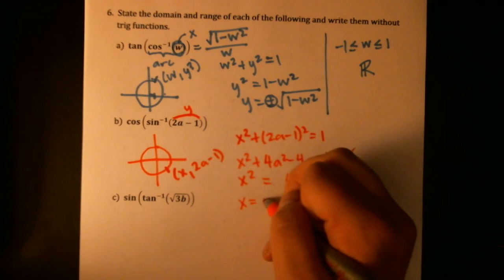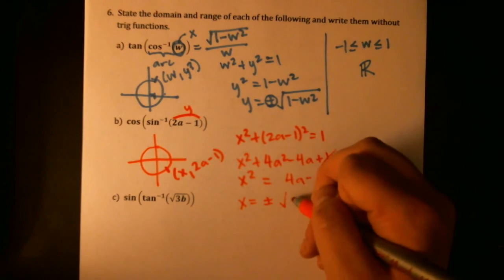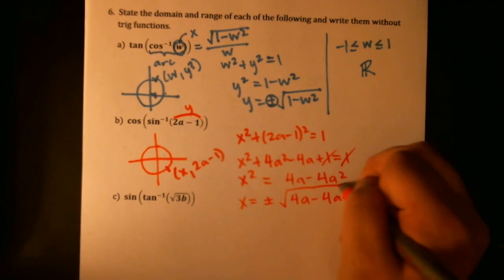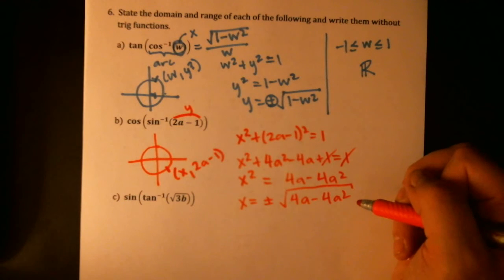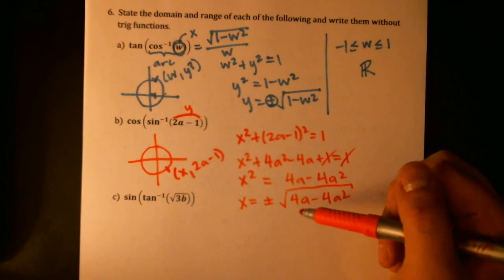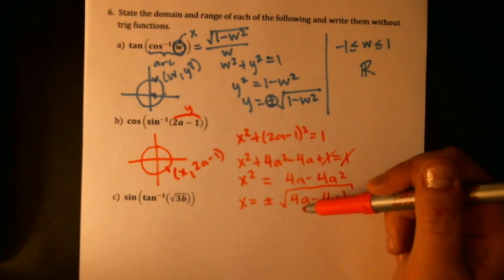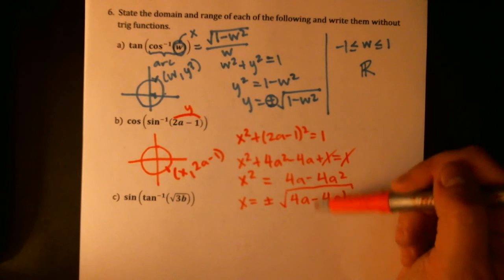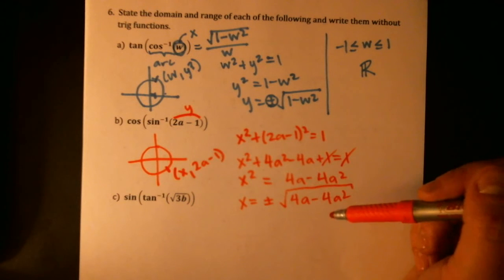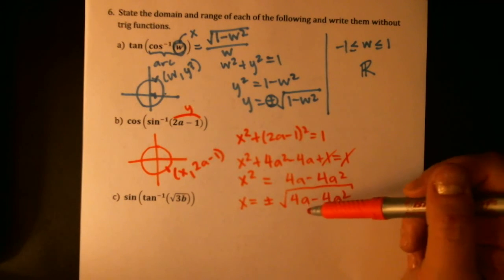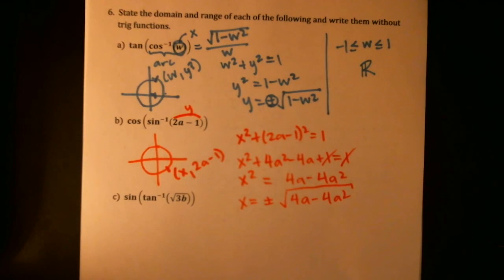So x is going to be plus or minus the square root of 4a minus 4a squared. This is kind of a nice example of one of the times we might want to extract. So again, I won't dock you for it, but notice you could factor out a 4, and while roots can't split over subtraction, they can split over multiplication. So we could take the square root of 4 and get a 2 out in front. We'd be left with the a minus a squared underneath.